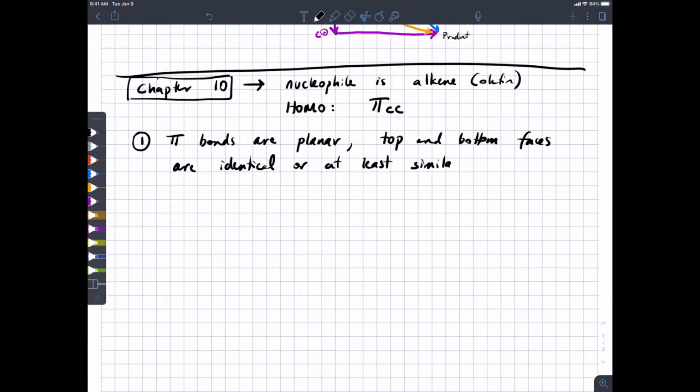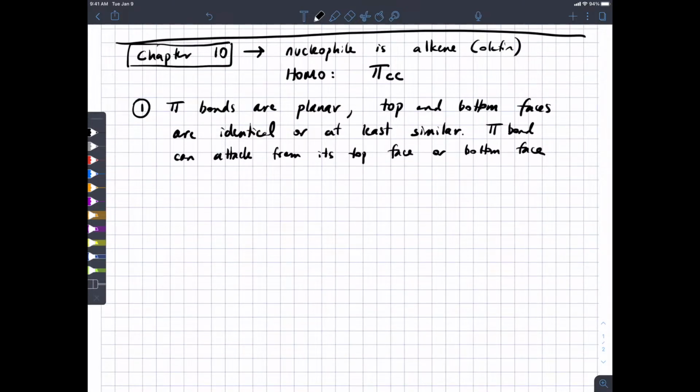And so from a stereochemical standpoint, the pi bond can attack an electrophile from its top face or its bottom face. And we'll need to consider the implications of both of those things. It's a simple stereochemical problem, and we'll see examples of that. If you want me to illustrate how the top and the bottom faces are similar for an olefin, we just need to draw a pi orbital again. And aside from wave function sign, which doesn't influence reactivity, you've got the same thing above versus below.